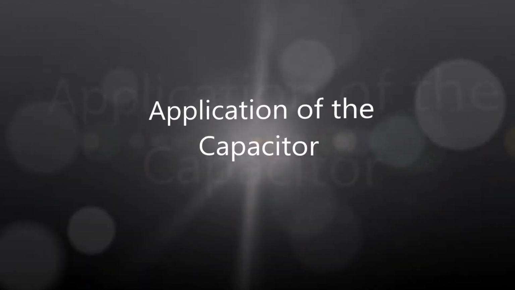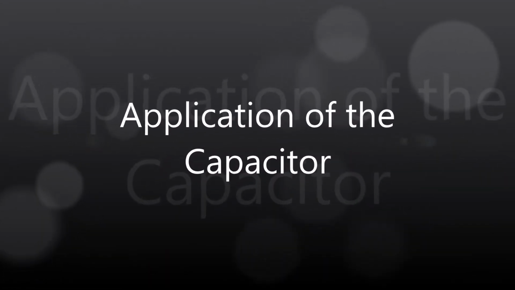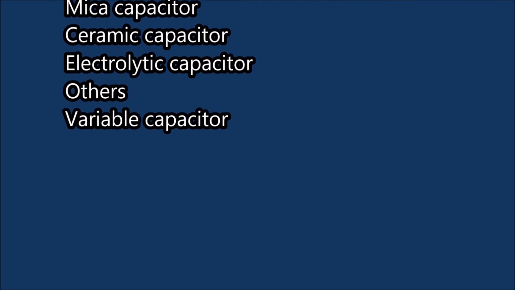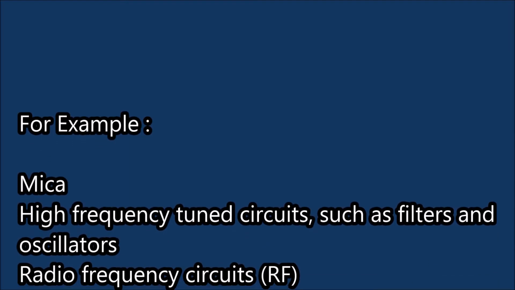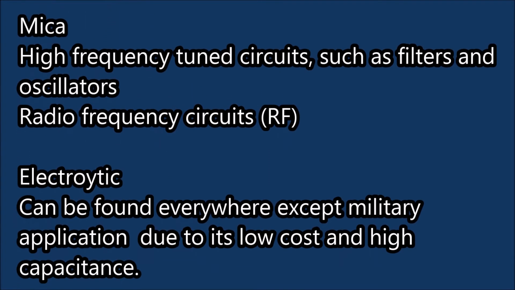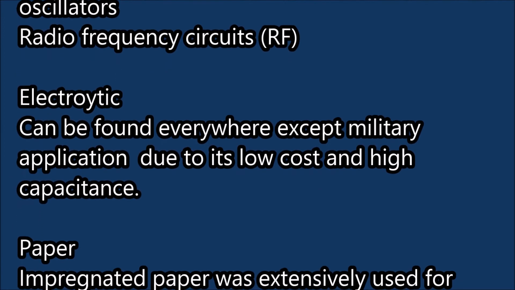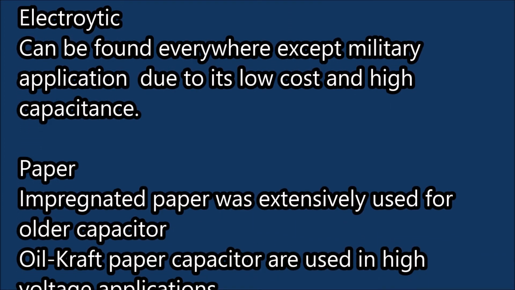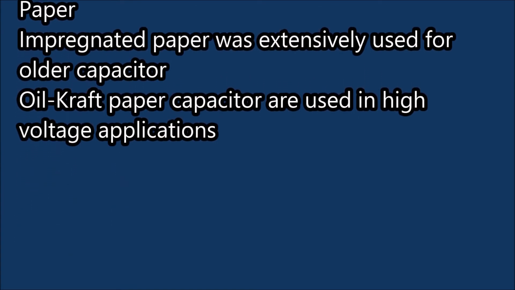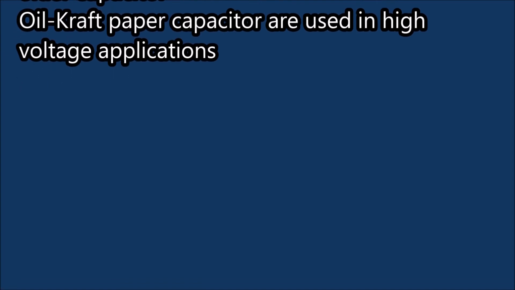After understanding the factors affecting the capacitance value, do you know what a capacitor is mainly used for? There are different types of capacitors such as ceramic, mica, paper, electrolytic, and variable capacitors. Different capacitors serve different purposes. For example, mica is used in high-frequency tuned circuits and in applications such as filters and oscillators, while electrolytic is used everywhere except for military applications due to its low cost and high capacitance value. An example of a paper capacitor is the oil-kraft paper capacitor. It is used in high voltage applications.